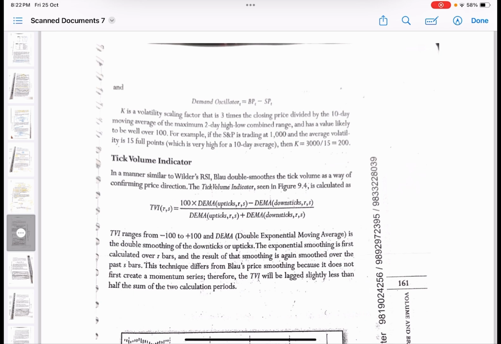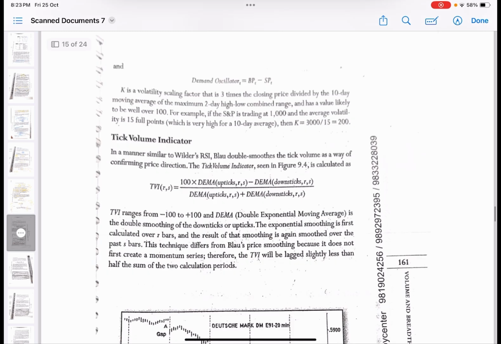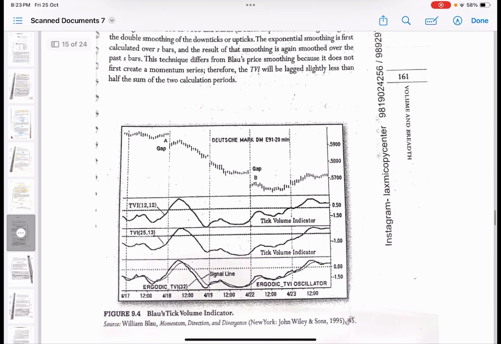And the tick volume indicator is 100 multiplied by DMA minus DMA divided by DMA plus DMA. Now the first DMA is upticks, the second DMA which you are subtracting is downticks, and again upticks, downticks. Tick volume indicator is equal to 100 multiplied by DMA upticks minus DMA downticks divided by DMA upticks plus DMA downticks.